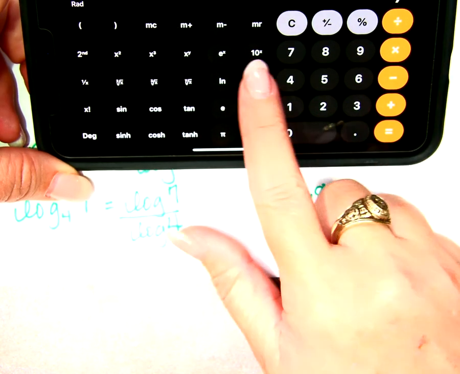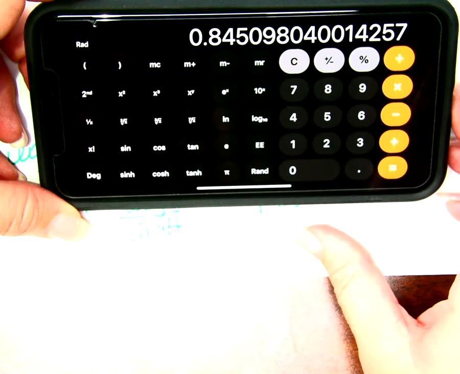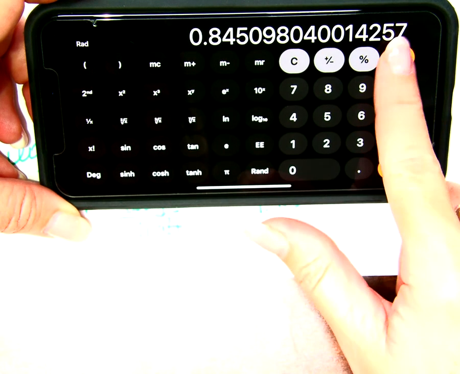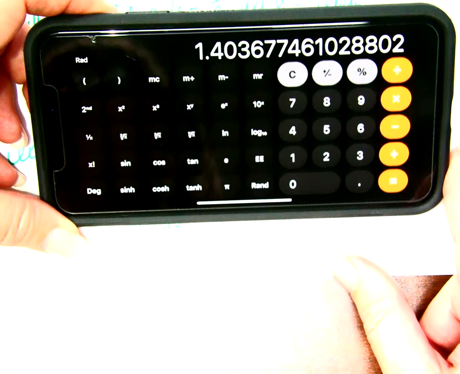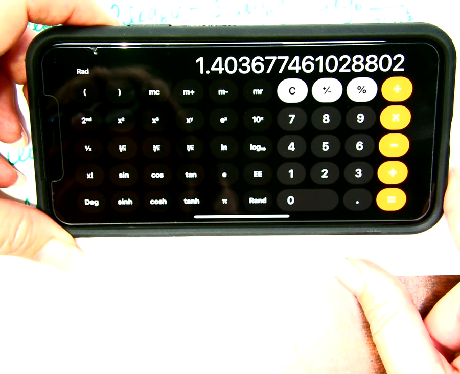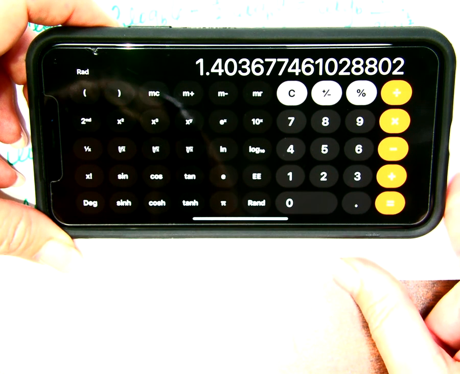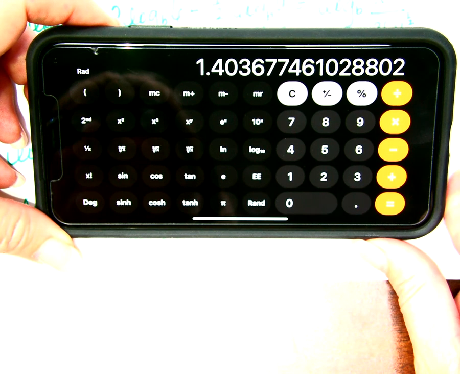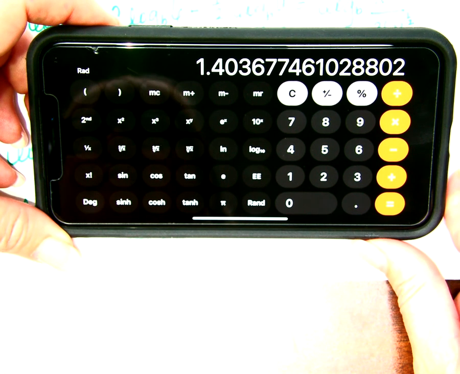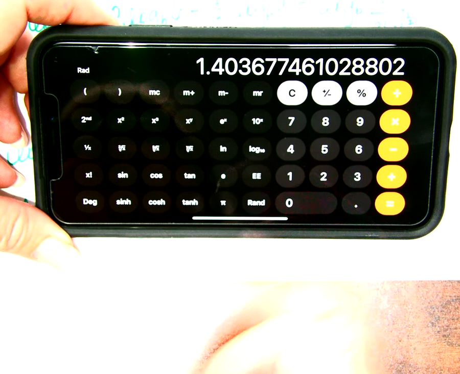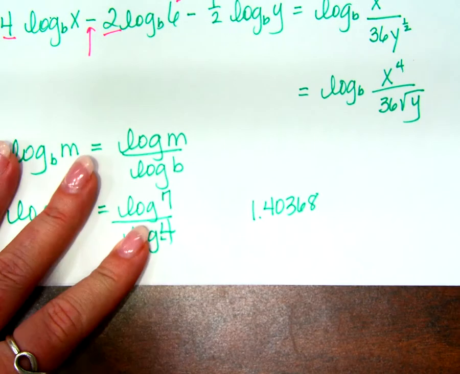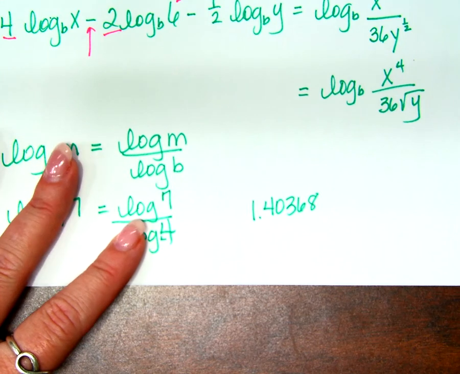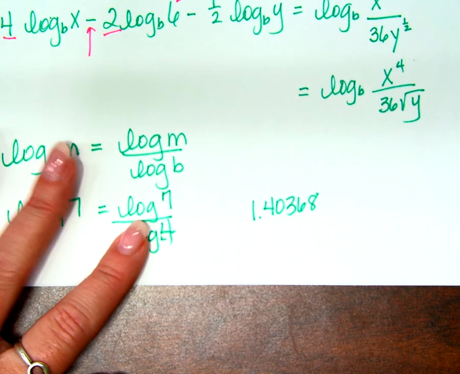7 log base 10 divided by 4 log base 10, enter. Oh my gosh, it's the same thing. That's why you've got to know the change of base formula. Yes, our calculators do it, but if you end up with just your phone, you can still do this work if you know the change of base formula.